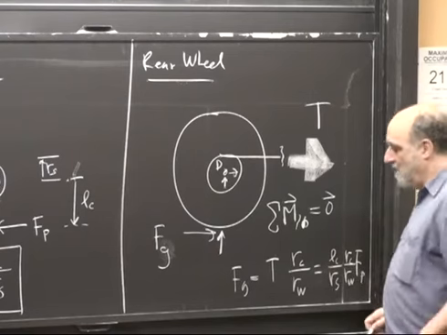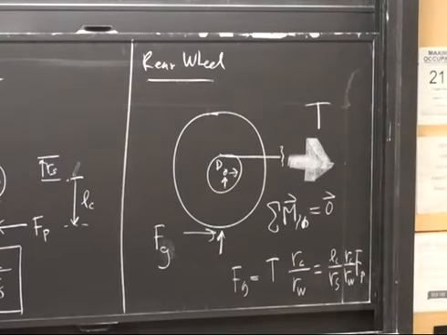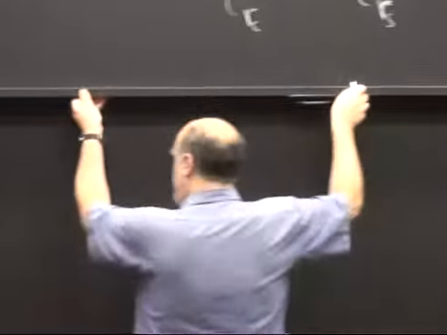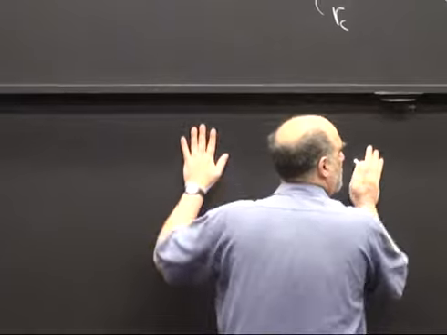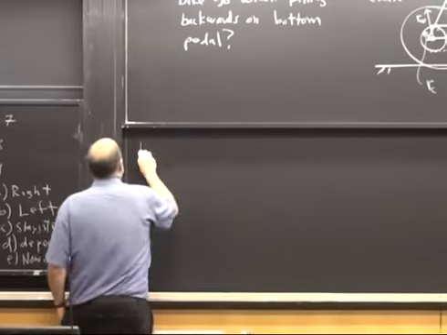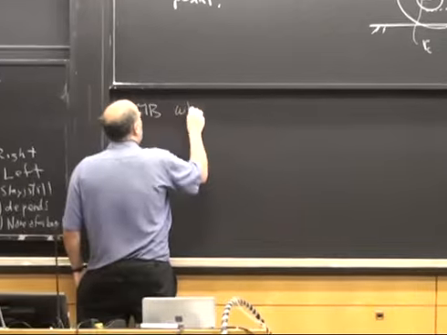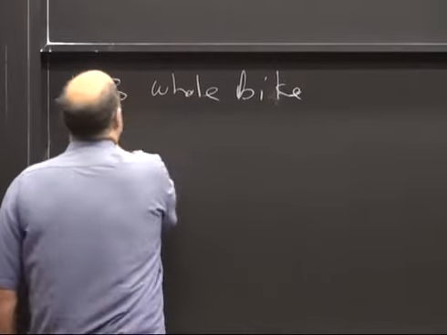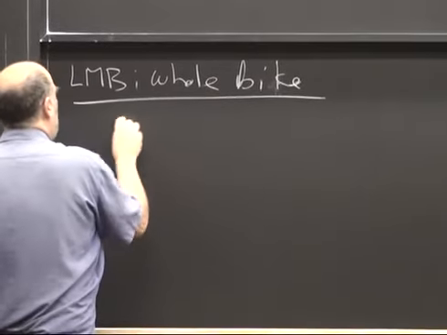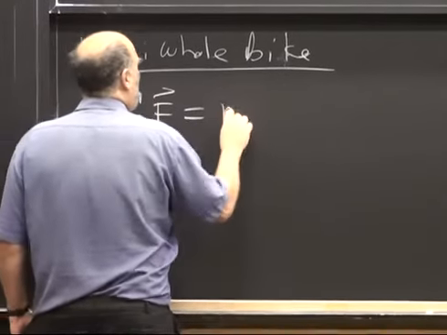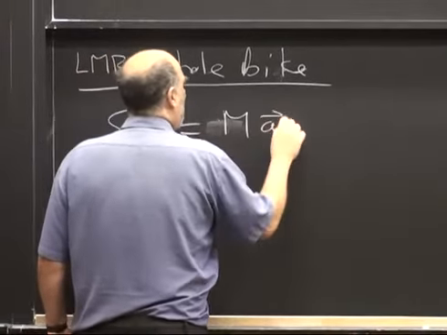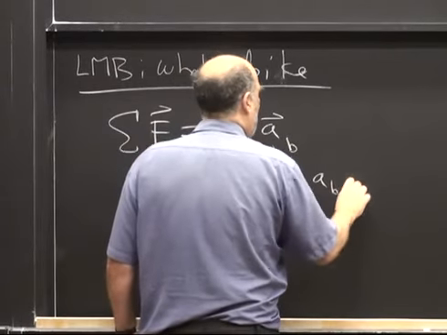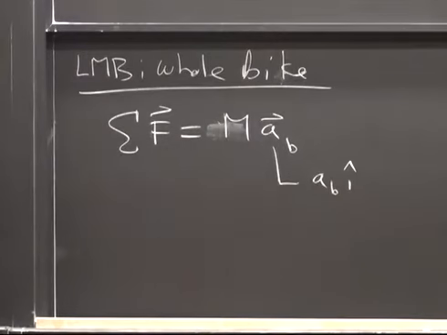And then the whole issue here, when we go back to drawing the free body diagram of the whole bike, so we'll use linear momentum balance for the whole bike. Whole bike. That says that the sum of forces on the whole bike is equal to the total mass times the acceleration of the bike. We'll assume the acceleration of the bike is in the I direction, and we're not worrying about the rotation of the wheels.